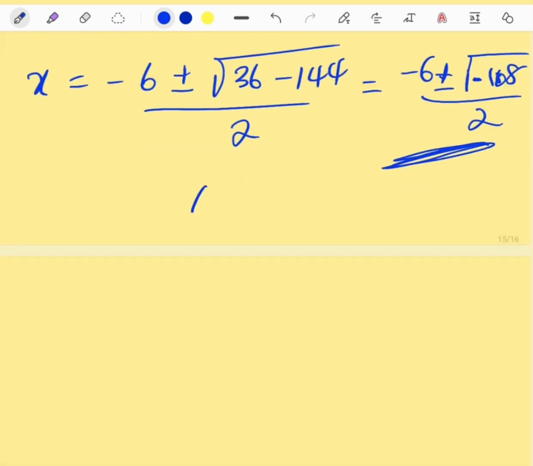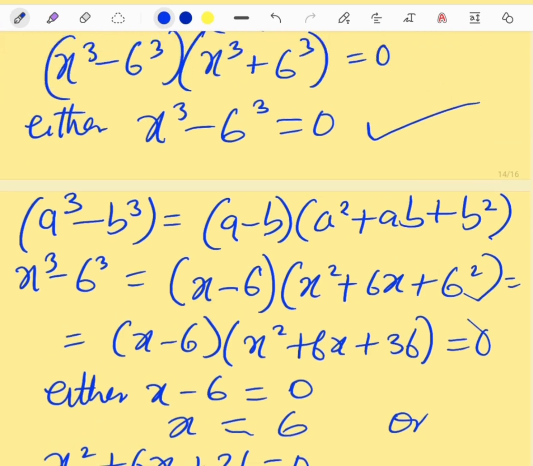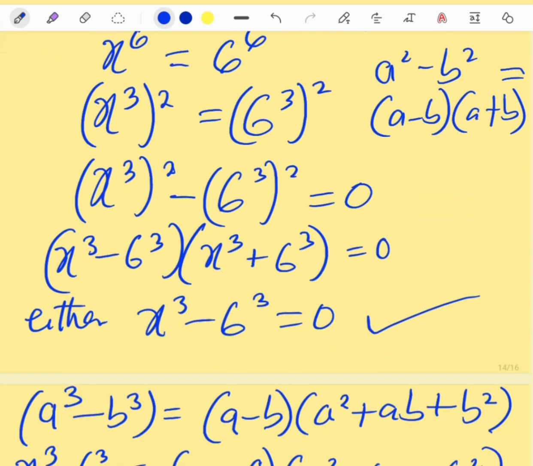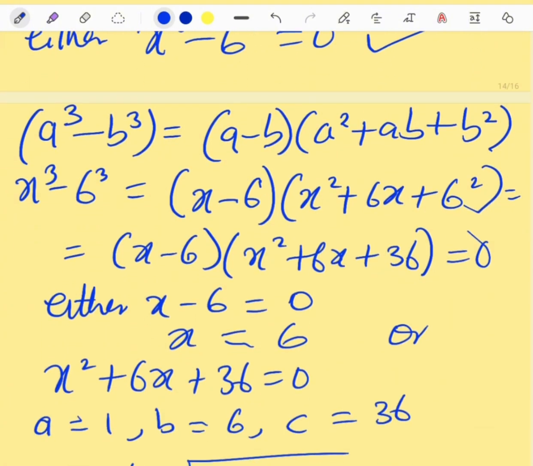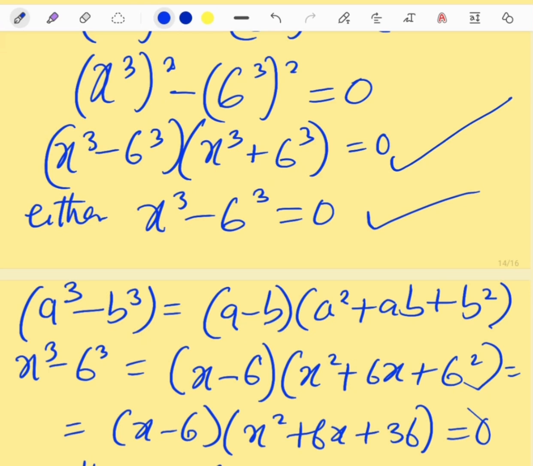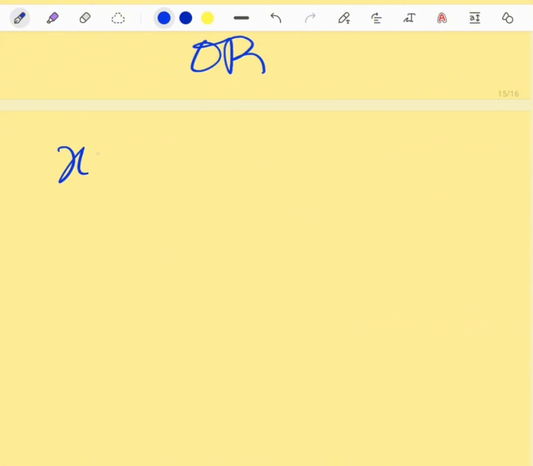We can continue further. Remember that from this particular point, we only manipulated this one, we only worked on this, leaving the second one. So x cubed plus 6 cubed. Let's expand that one. So x cubed plus 6 cubed equal to 0.